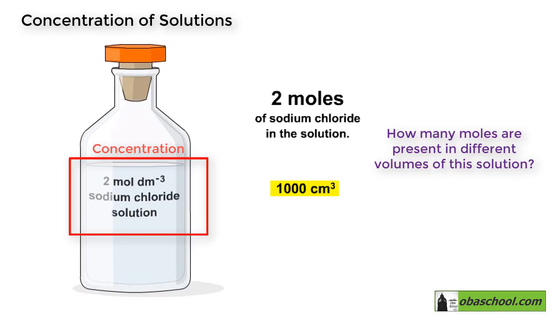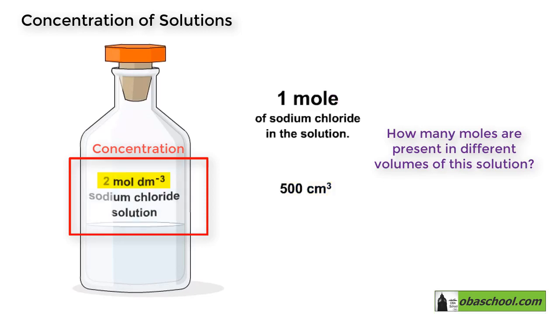Take this solution for example. This is a sodium chloride solution. Its concentration is 2 mole per decimeter cubed. The volume of this solution is 1000 centimeter cubed. So it's 1 decimeter cubed, and that is equivalent to 1 liter. This means that in this solution there are 2 moles of sodium chloride.